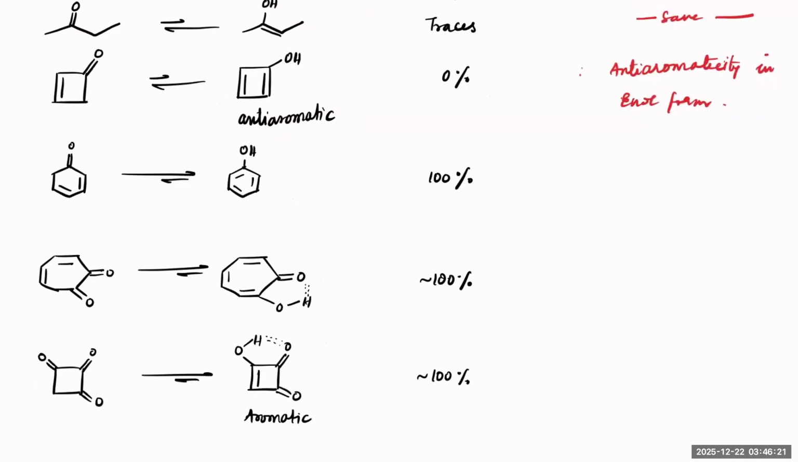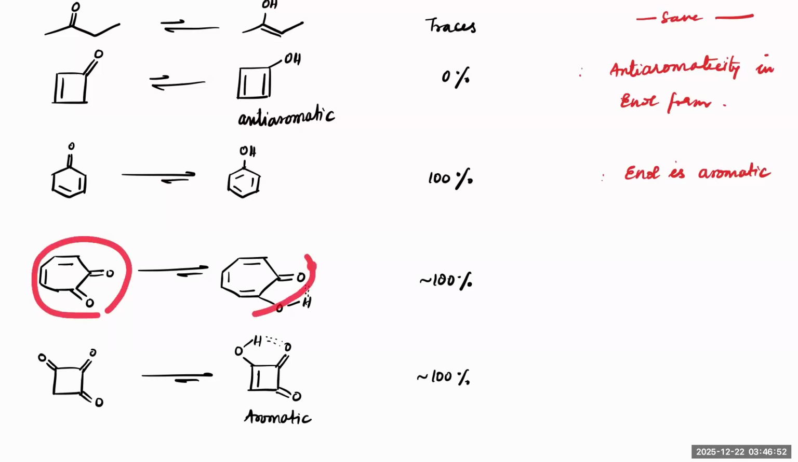See the next one. Now this time it is 100% enol because phenol is the enol of this one. Right. Next one. You can see here it is getting aromatic nature. That's why the enol is aromatic. Next one. Check out in this case also the logic is the same. It is getting aromatic plus hydrogen bonding, intra-H bonding.